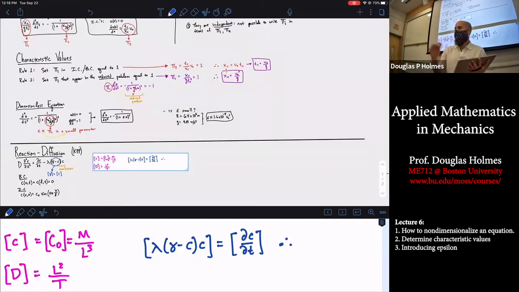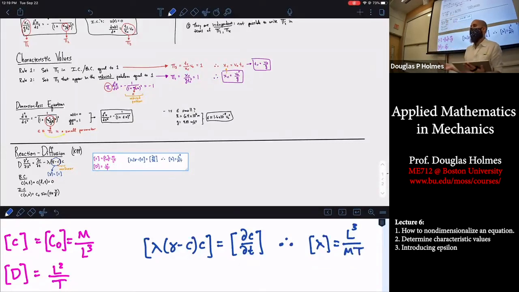I will leave this. This is a nice exercise you should go and do on your own. Convince yourself that the units of lambda are length cubed per mass time. So you don't even need to know the field. If you're an applied mathematician who's not working in this field, but is just trying to look at this equation and figure out what's going on, you can really quickly figure out what all the dimensions are just by making sure your equation is dimensionally homogeneous. Okay.